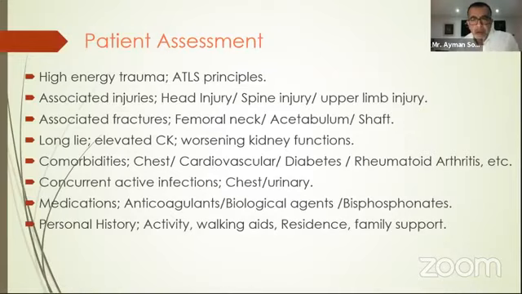Bear that in mind, because simply giving a patient thromboprophylaxis in the form of Clexane or anything similar in the presence of a subarachnoid bleed can lead to their deterioration. A full neurological assessment is very important to exclude spinal injury, and the implications of an upper limb injury are very important towards rehab. Never discount associated fractures, whether of the ipsilateral bone or other parts of the body. Always think about whether this patient had a long lie, and the effect on kidney function and elevated creatine kinase.